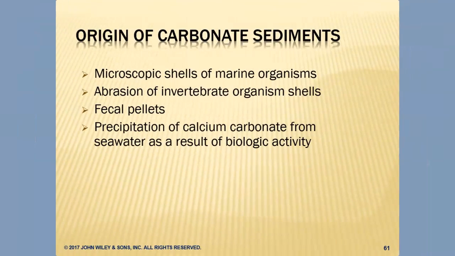So what's the origin of all these carbonate sediments? Well, as you know, there are some microscopic organisms whose exoskeletons are made of calcium carbonate. Also, there are invertebrate organism shells, larger ones, that get abraded, weathered, worn, and those carbonate sediments become part of the ocean floor. There's also carbonate fecal pellets, and there is the precipitation of calcium carbonate from seawater as a result of biological activity. Some of these tiny organisms have specialized cells that take in the calcium and the carbonate to produce their exoskeletons.